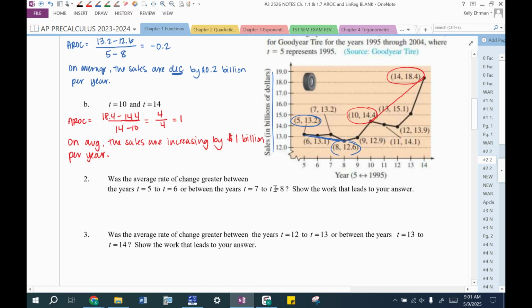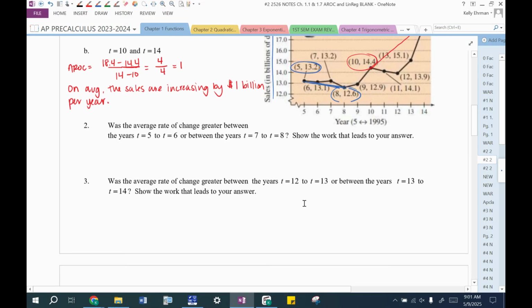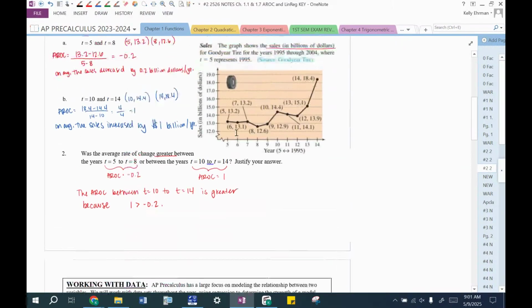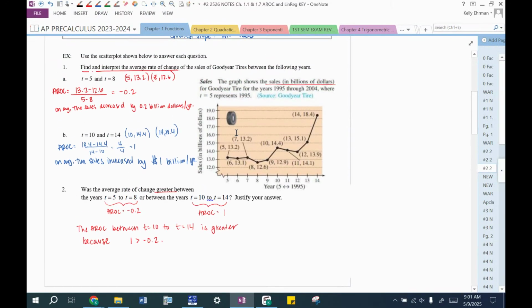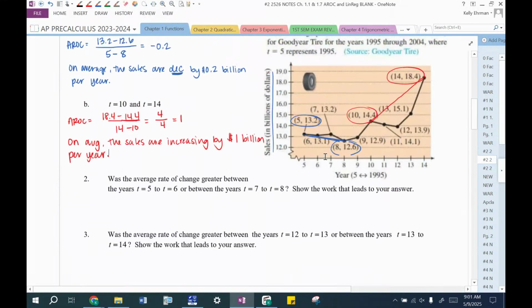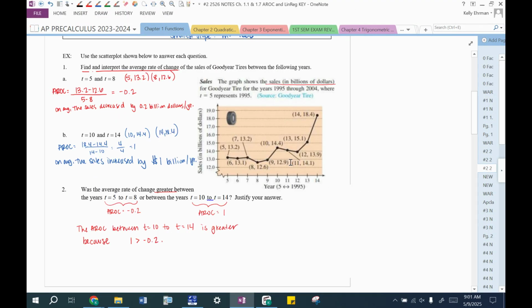Was the average rate of change greater between the years 5 to 6 or 7 to 8? I thought I fixed this. Hold on. Did I change this question for you guys? Let me see. Oh yeah, sorry. I had an extra. I thought I fixed that here. Oh well, anyway, let me cut over to this.